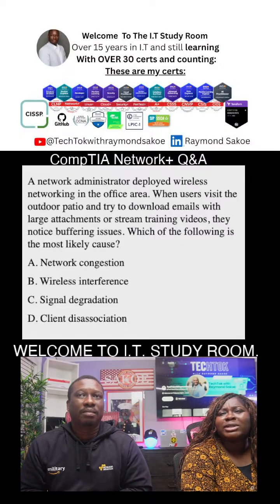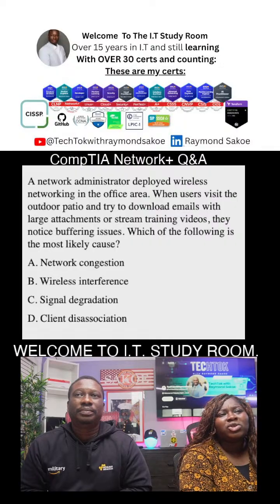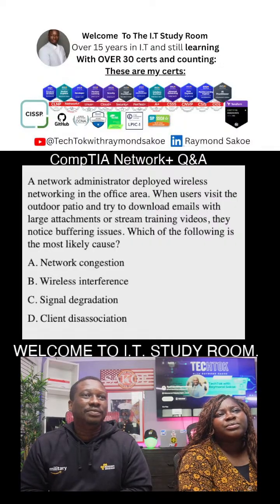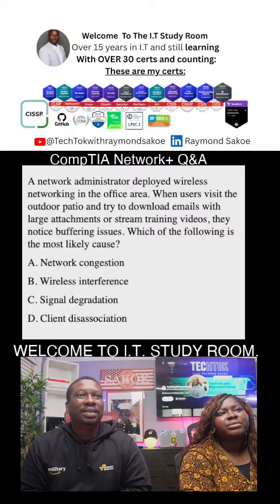Which of the following is the most likely cause? I don't like that verbiage. It's a little vague. Right, so the majority are saying C though. So clearly it's not as vague, since the further you are from the AP, the signal is less strong.